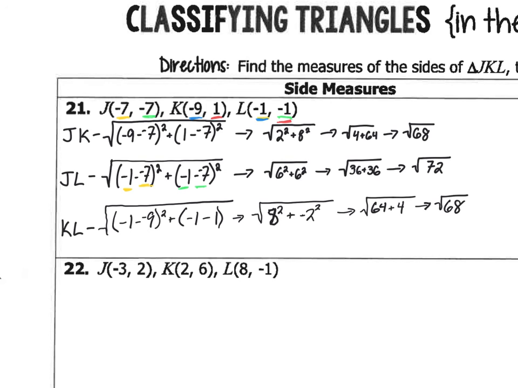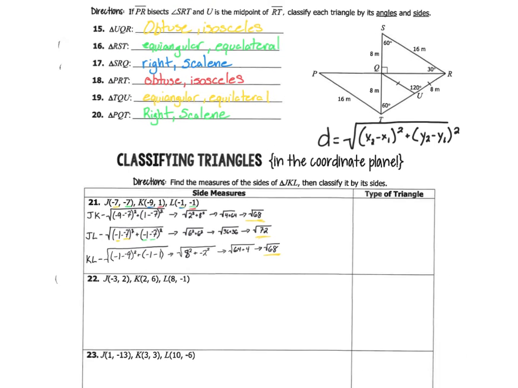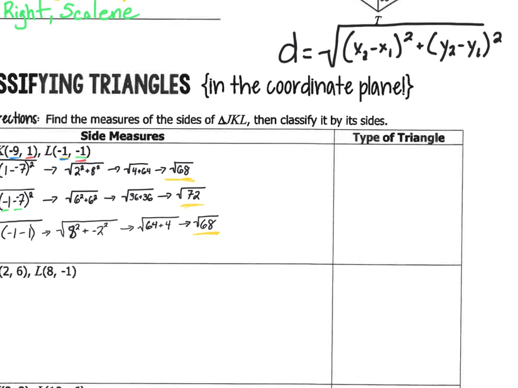Okay, so now that we have those, so now we're looking here. We have side 1, side 2, side 3. Are any of those the same? Yeah. Okay, so what type of triangle would we have if we have two sides that are the same? Good. Okay, so that's all you have to do. Those of you that are online, pick either 22, 23, or 24. Try it on your own and upload a picture, and you'll be good.